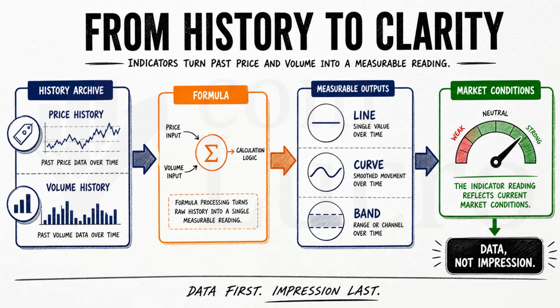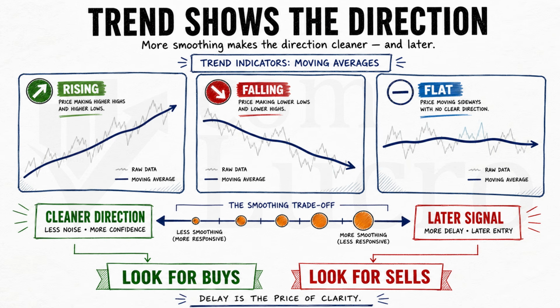Now that we know what they are, let's look at how they work. At their core, indicators take historical price and volume data and turn it into something visual and measurable: a line, a curve, a band, so market behavior becomes easier to interpret. Each indicator has its own formula, but they all serve the same purpose: to give you a clearer picture of market conditions, so your decisions rest on data instead of impression. With that in mind, let's go through the different categories and see what each one actually measures.